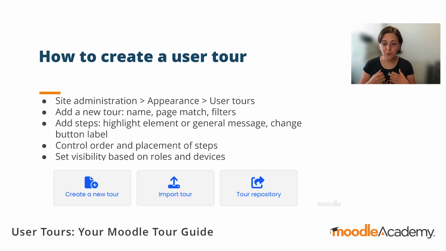You can also, what I really liked, I know it's a small thing, change the button label for the end of the tool. So you could have end the tool, you could have I'm ready. You could have agreed and acknowledged, or whatever you want to. There is a control as well in terms of the order and placement of the steps. And once you've got your tool set up and you want to change things around, you can move the steps around as well. Then you can set the visibility based on roles, as I mentioned, whether it's teacher, staff, or everyone, and devices or languages. So there are different aspects.